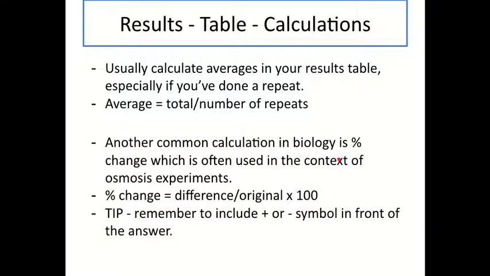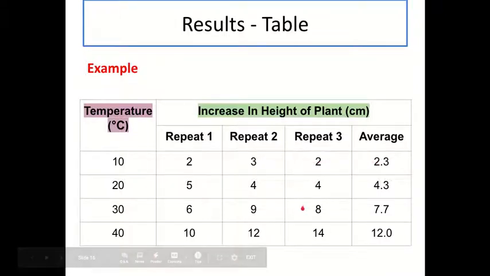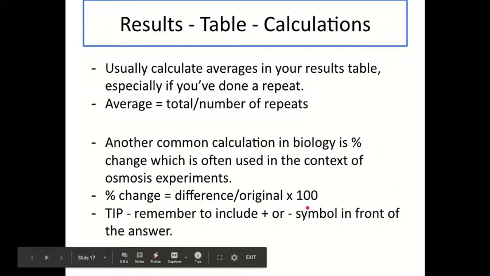So on that note, just a quick note on calculations before we move on. Usually you would do some form of calculation in your report in biology, and usually this will be an average, as you'll most likely have conducted repeats for your experiment, just like in that one there. Now remember, you calculate an average by adding up the total number and dividing by the number of repeats. So in this case, for this experiment, I added in the first column for 10 degrees, 2, 3, and 2 together, and then I divided by the total number of repeats, which was 3, to get 2.3. Then I did the exact same for the repeats at 20 degrees, 30 degrees, and 40 degrees.